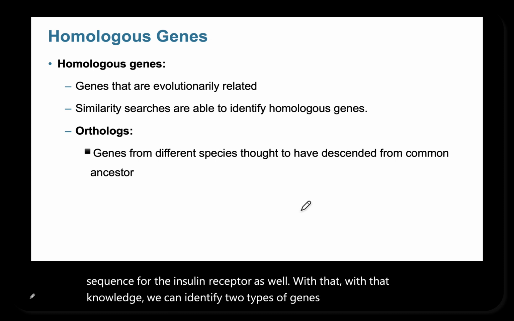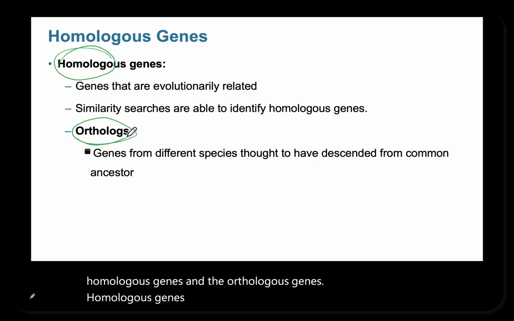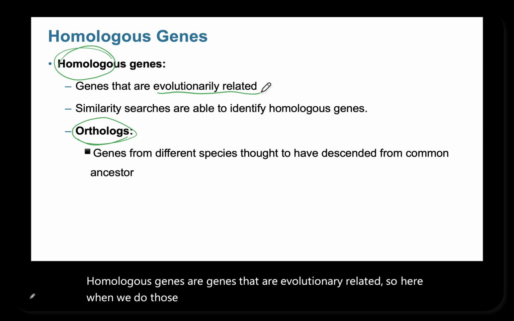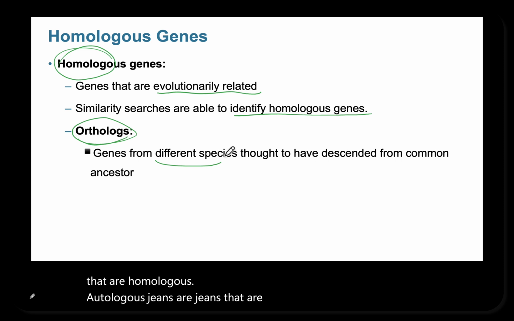We have the homologous genes and the orthologous genes. Homologous genes are genes that are evolutionarily related. So here, when we do those alignments, we are able to identify those genes that are homologous. Orthologous genes are genes that are from different species, but they share a common ancestor.